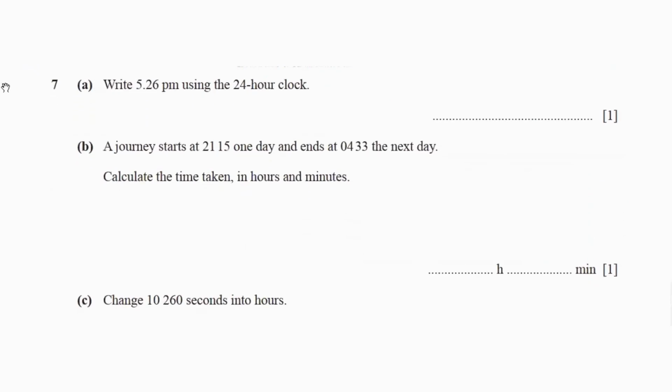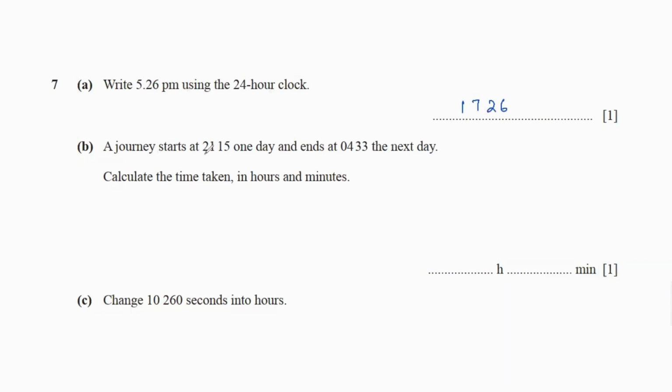Then for question 7, it says write 5:26 p.m. using the 24-hour clock. So if you look at the 24-hour clock, 1 p.m. is 13, 2 p.m. is 14, 3 is 15, 4 is 16, and 5 is going to be 17. So 17:26. That is the time in 24-hour clock.